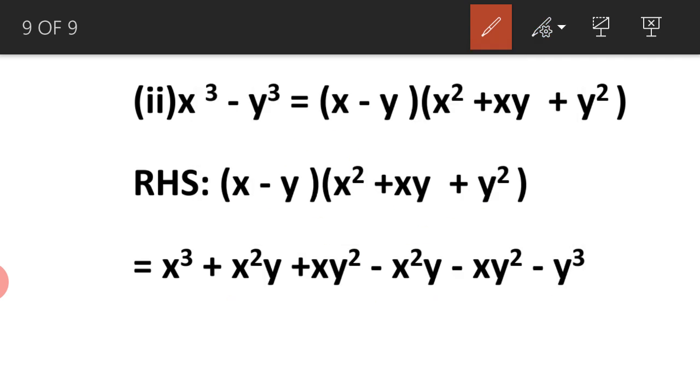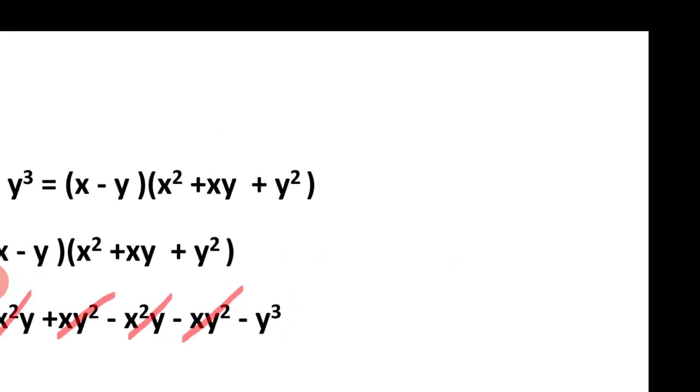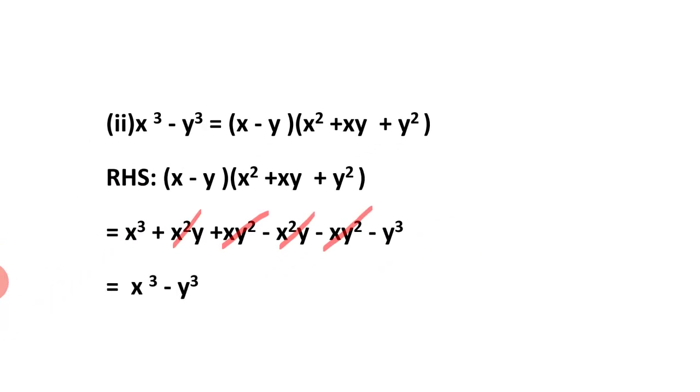So now you got, again can we cancel the terms? x square y will cancel with minus x square y. xy square will cancel with minus xy square. And then what is left there, children? It is only x cube minus y cube. Okay. So is it equal to LHS? So yes, we have verified.